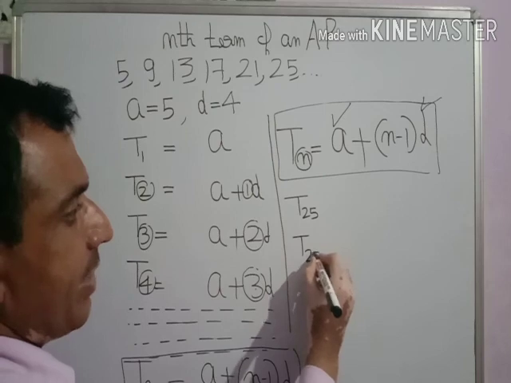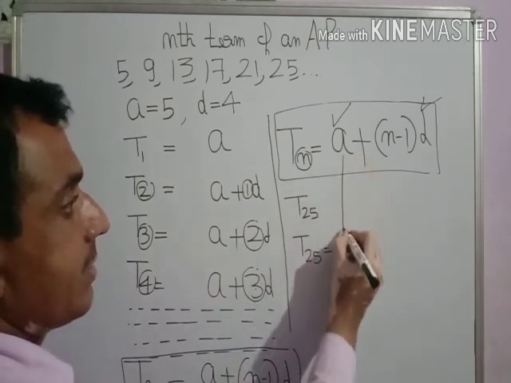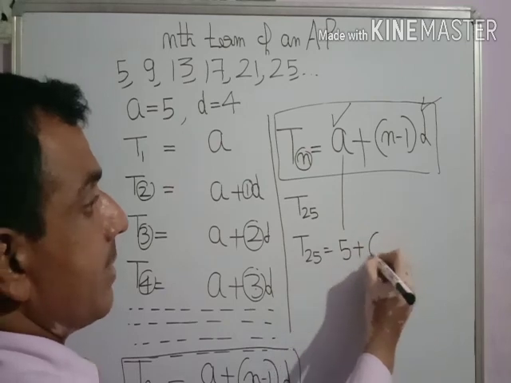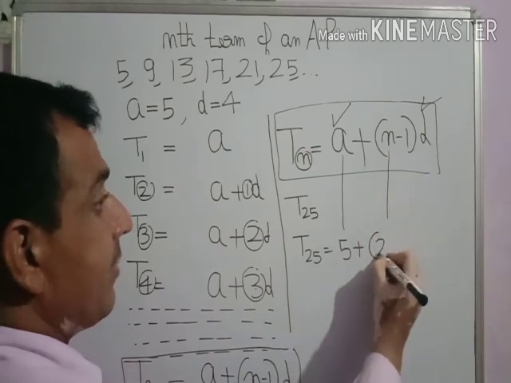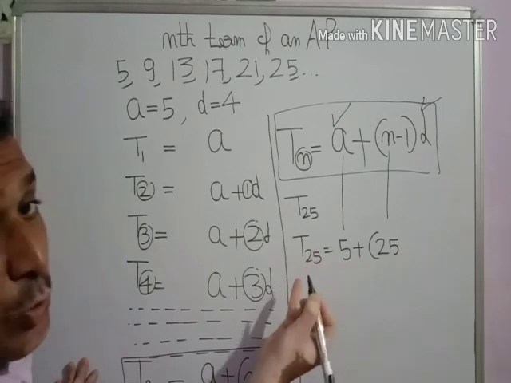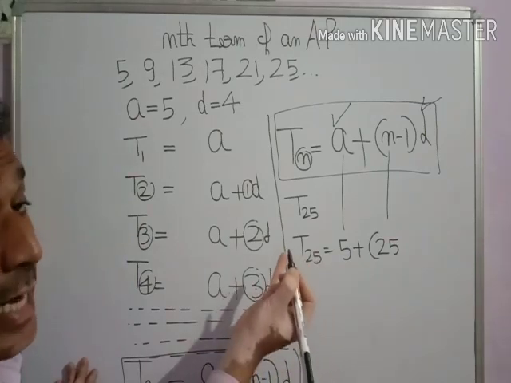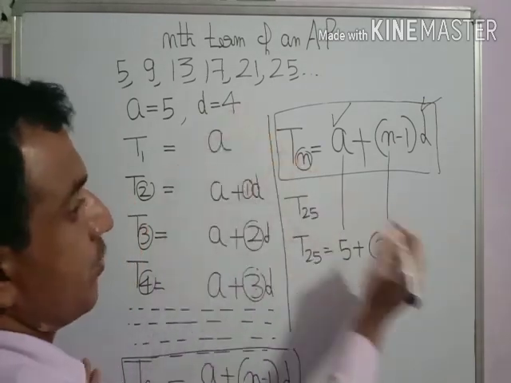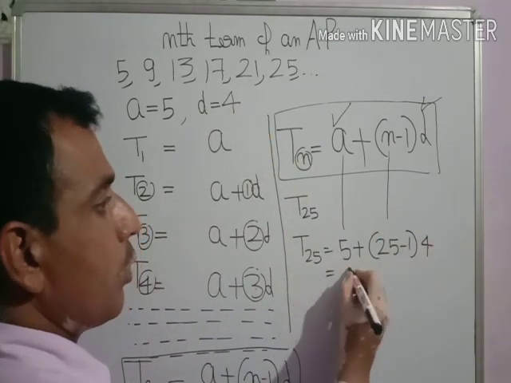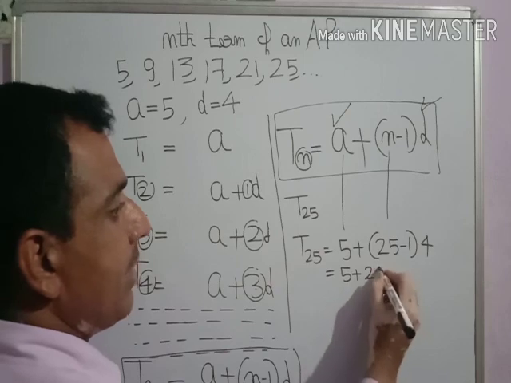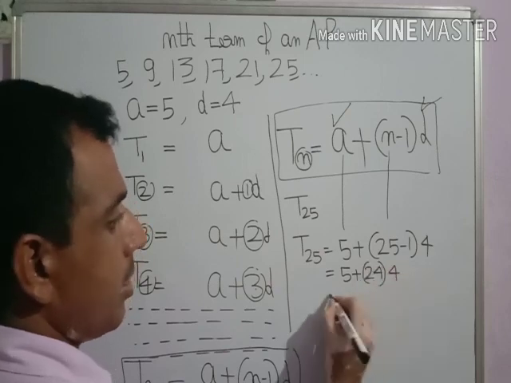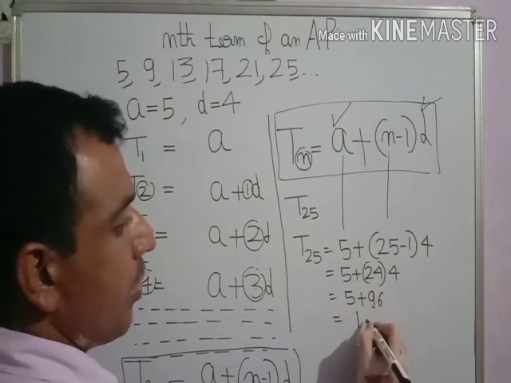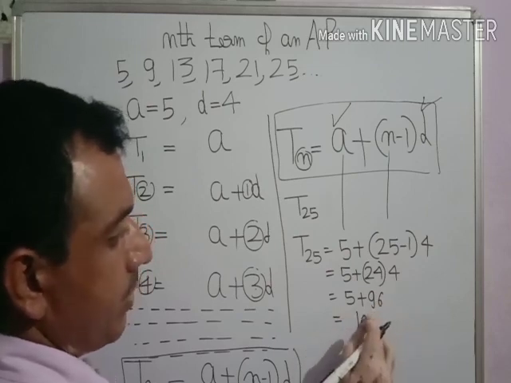So T25 is A as it is, the value of A we have is 5, plus n, which is 25, because we are going to get the 25th term. We are going to change n to 25. 25 minus 1, and D is 4. So 5 plus 24 into 4. This is 5 plus 96, equals 101.